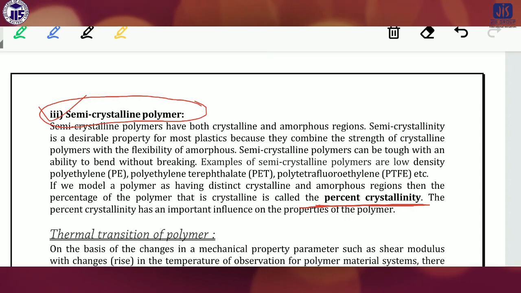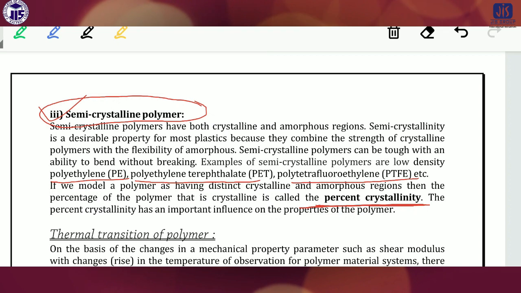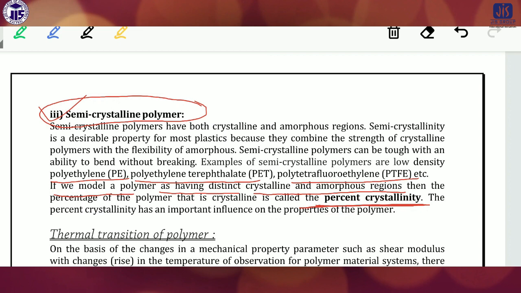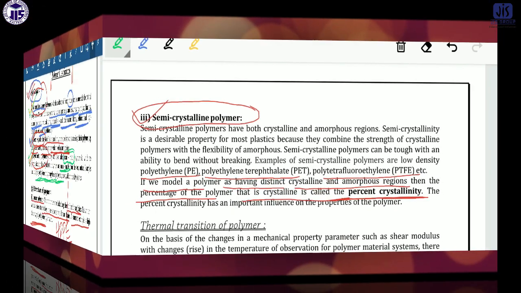Okay, so there are some examples also of semi-crystalline polymer, like polyethylene, polyethylene terephthalate, PTFE, etc. Okay, these all are the examples of this kind of semi-crystalline polymer. If we model a polymer as having distinct crystalline and amorphous regions, then the percentage of the polymer that is crystalline is called percentage crystallinity. This is also important. You have to keep in mind what the percent crystallinity is.